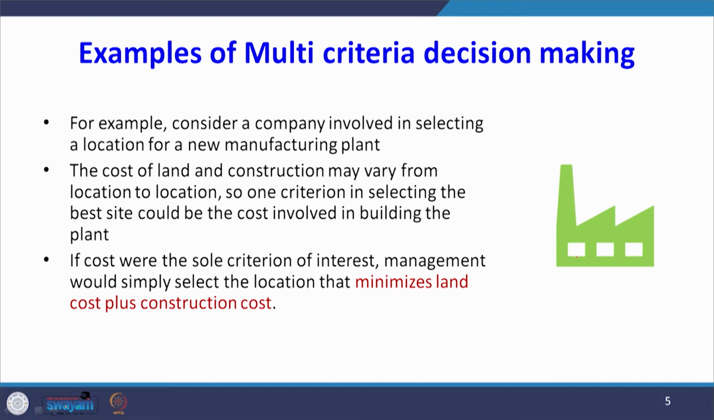For example, consider a company involved in selecting a location for a new manufacturing plant. The cost of land and construction may vary from location to location. So, one criterion in selecting the best site could be the cost involved in building the plant. If cost were the sole criterion of interest, management would simply select the location that minimizes land cost plus construction cost.